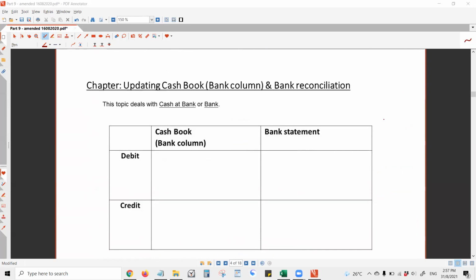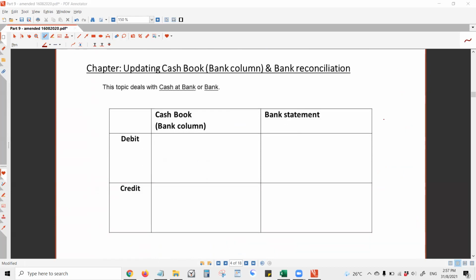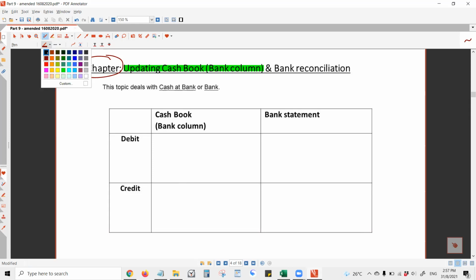Okay, now let's see. In this topic, we call it bank reconciliation, but in fact, there are two processes to this topic. First one, we call it updating the cash book, in particular the bank account. You update the cash book bank account. That's the first process we are going to do for almost every question for this topic.